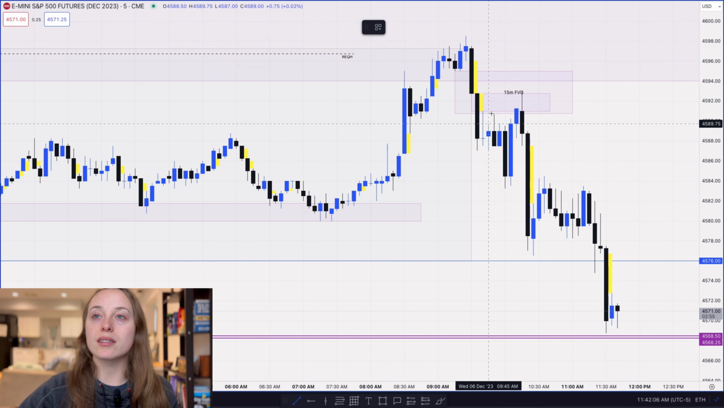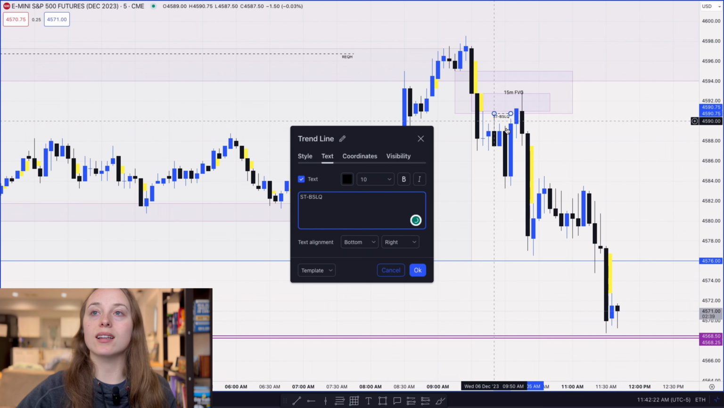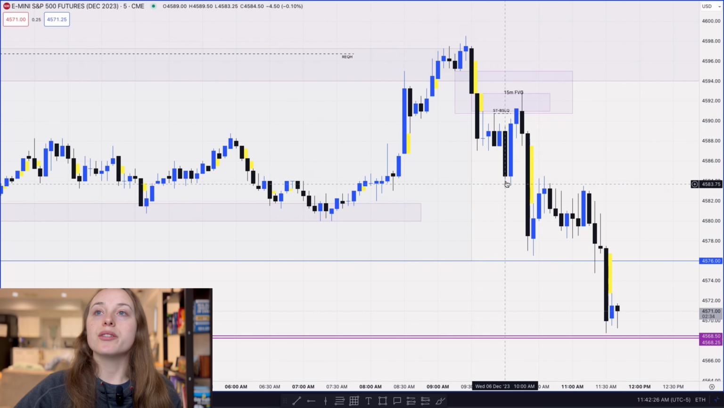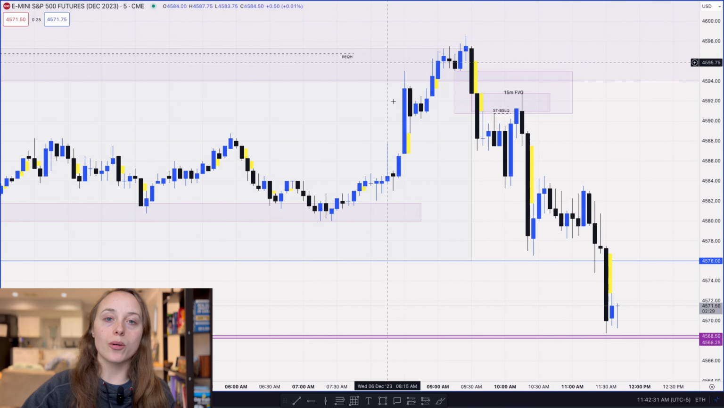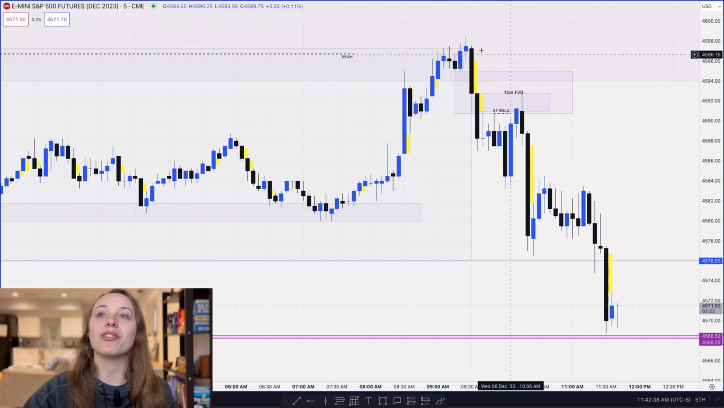I'm actually going to mark this out so it's a little bit easier to see. Or buy side liquidity. Short-term buy side liquidity, and let's put that on the top. Perfect. So we can see the market action, how it's playing out, way more confluent on the higher time frames, so the 15-minute and the 5 minute.